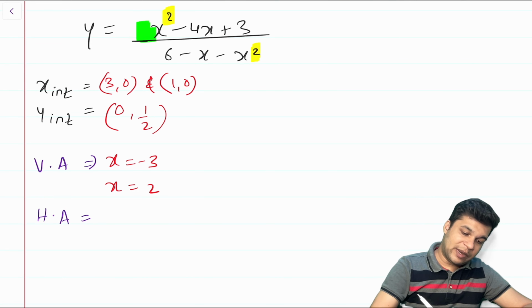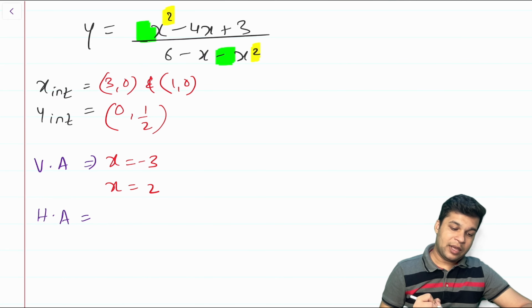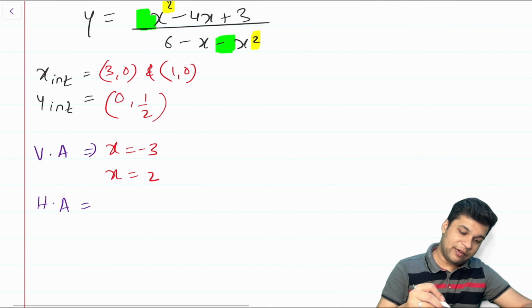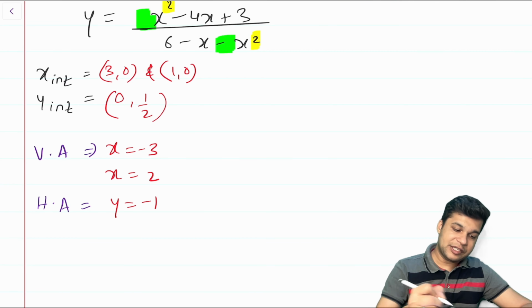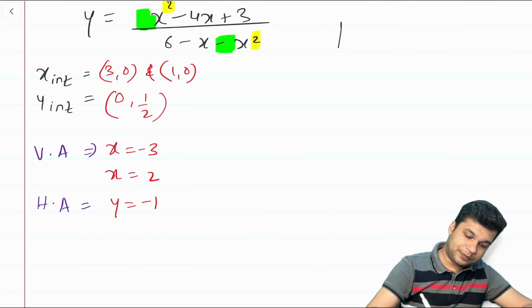So the coefficient is 1. The coefficient is negative 1. So the answer will be y equal to 1 upon negative 1, which is negative 1. So y equal to negative 1. Now let us try to plot it. Let us try to graph it.